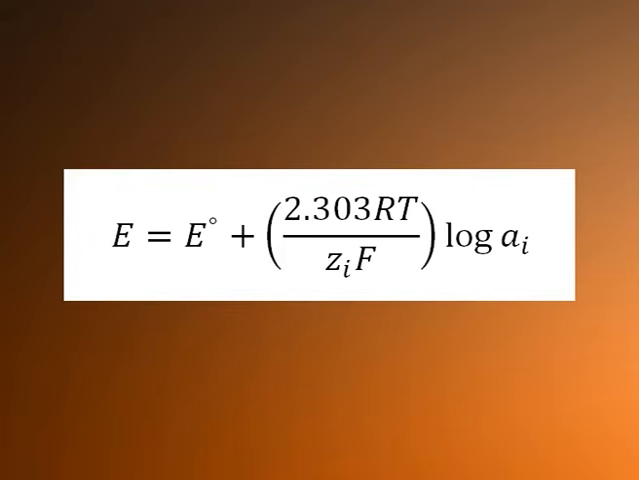Generally, these ion selective electrodes obey the equation E equals E naught plus 2.303 RT upon ZF into log of a_i, where E is the potential, Z and A refer to ionic charge and activity of that particular species, and F refers to Faraday's constant.